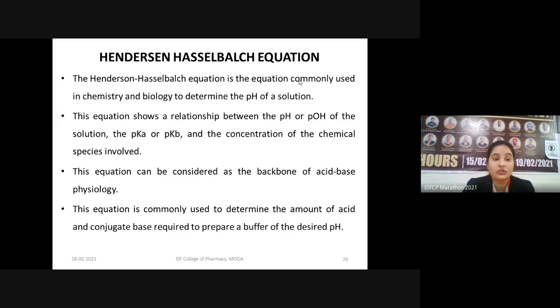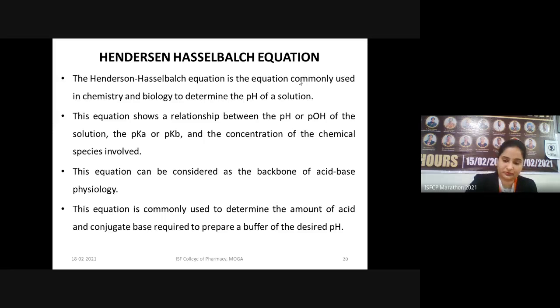This equation is very important, and it is considered the backbone of acid base physiology. If we know the value of pKa or pKb and the concentration of the chemical species, we can easily find out the pH of the solution. And this equation is commonly used to determine the amount of acid and conjugate base which are required to prepare a buffer solution of desired pH.